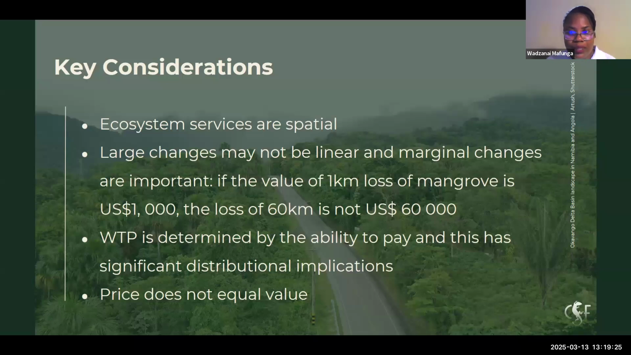So we need to, that's where it becomes a bit tricky, but we need to bear that in mind. And also, the willingness to pay is determined by the ability to pay, and this has significant distributional implications. So people in different areas, depending on their income and their affordability, may value a certain ecosystem service differently, depending on, like I've said, how much they get. So we need to also bear that in mind.